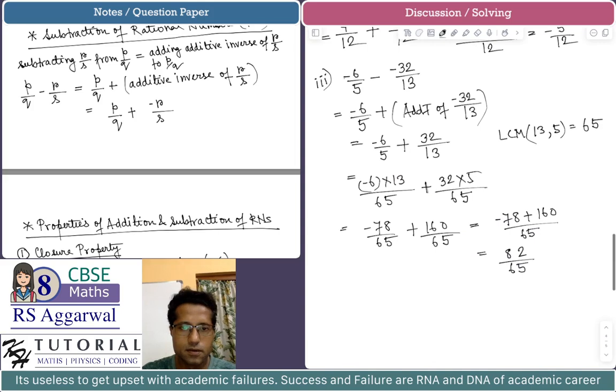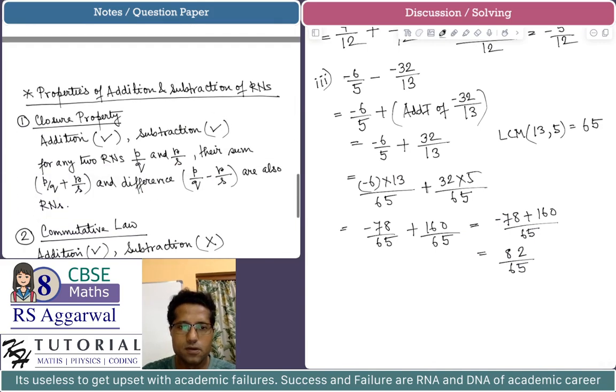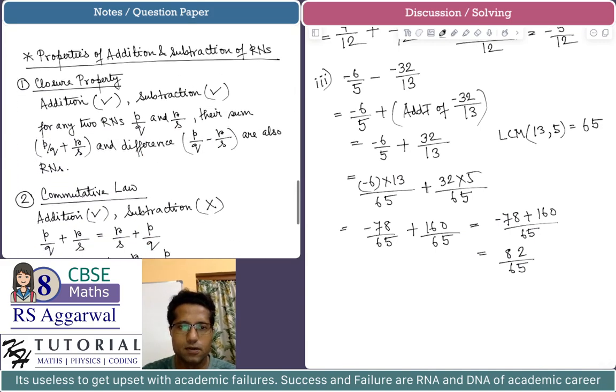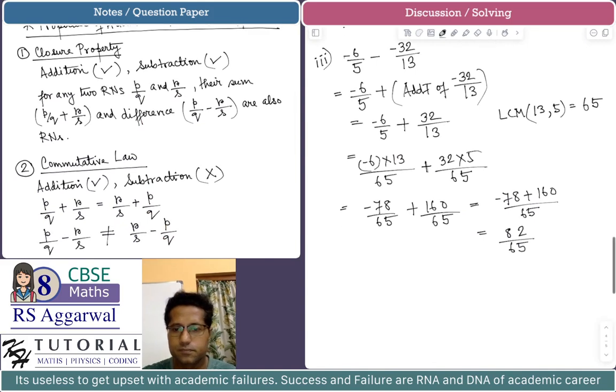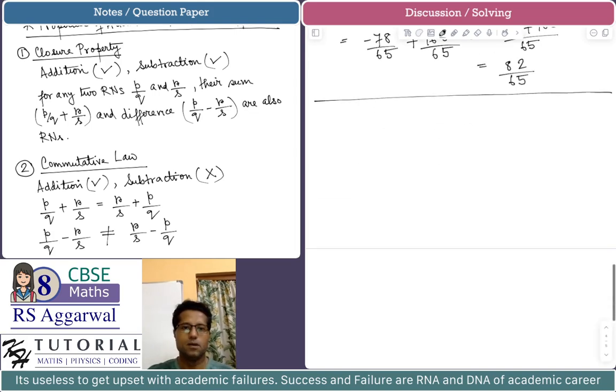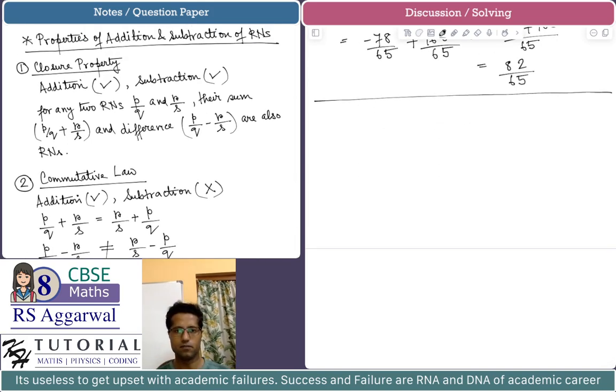Now let's discuss the properties of addition and subtraction operations on rational numbers. So first is closure property. What does closure property say? The closure property says, for the operation of addition, if we add two rational numbers, the result is also a rational number.